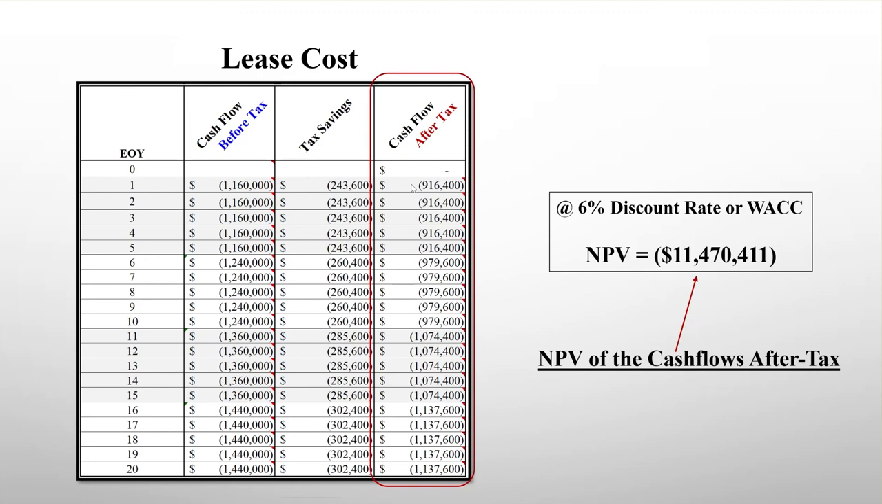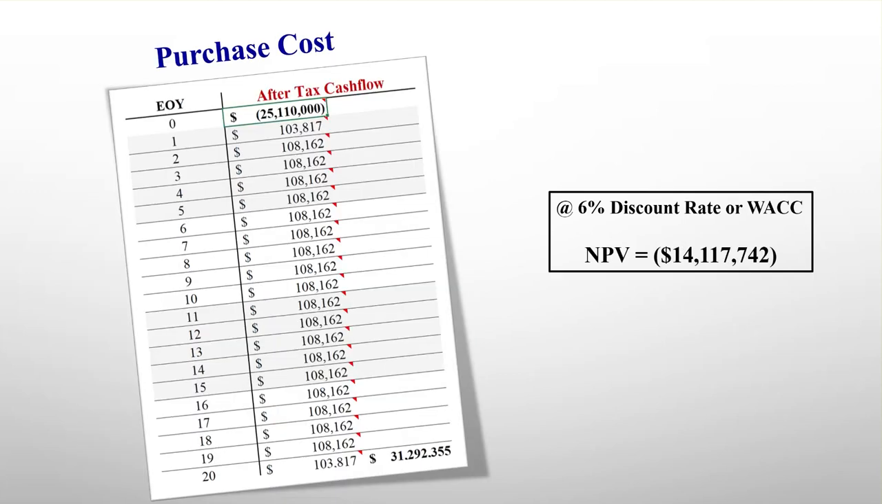And once we have the after-tax cash flow of year 1 to year 20, we would then be able to find out what the net present value of all these cash flows are in 20 years. Lo and behold, at a weighted average cost of capital of 6%, which was reported by the Trump Corporation, the net present value here would be $11,470,411. This is the after-tax net present value based on the after-tax cash flows.